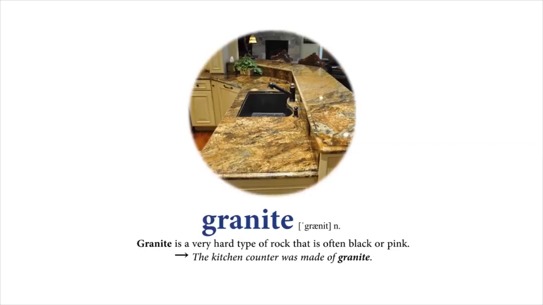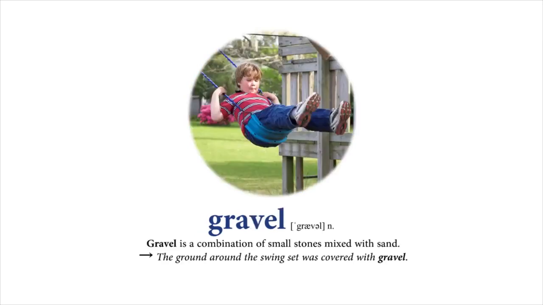Granite. Granite is a very hard type of rock that is often black or pink. The kitchen counter was made of granite. Gravel. Gravel is a combination of small stones mixed with sand. The ground around the swing set was covered with gravel.